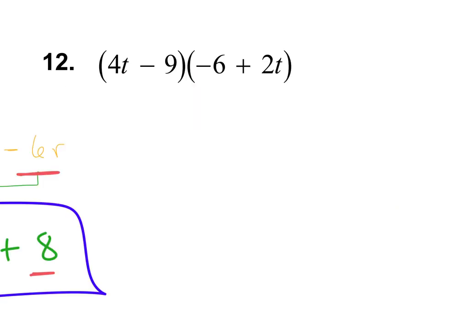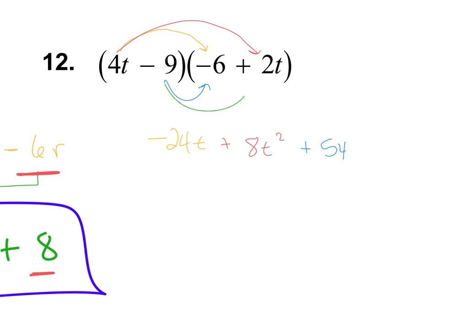4t minus 9 times negative 6 plus 2t. So I know that I keep doing this thing. If I was doing this live and in person with you, I would probably just be using my fingers, and I would put my finger here and my other finger here, and I go 4t, negative 6. That's negative 24t. And then 4t, 2t, that's 8t squared. Negative 9, negative 6, positive 54. Negative 9, 2t, negative 18t.